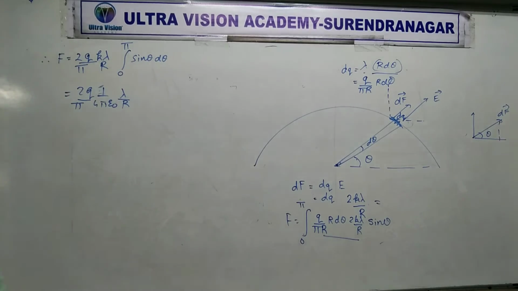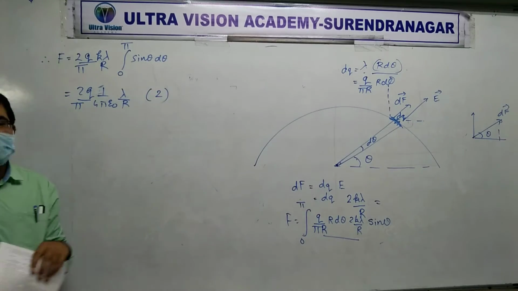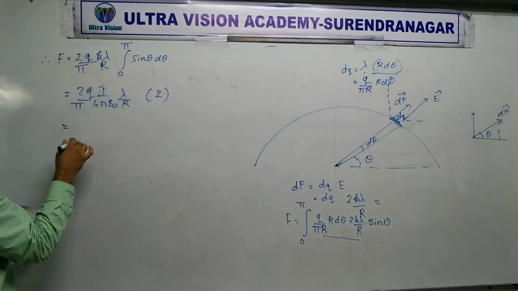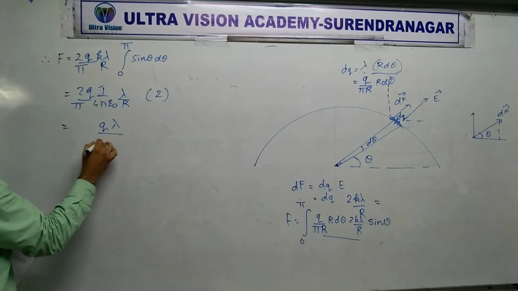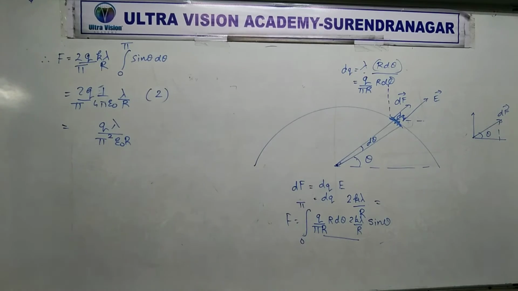Integration of sin theta is minus cos theta. So when you put the limits 0 to pi, you get 2. Yes or no? Right? So this is going to be how much? 2 over 4, 4 cancels. So q lambda by pi squared epsilon 0, half. Thankfully, it doesn't match with any of those options. So the answer is minus. But then for sin theta, minus 1.